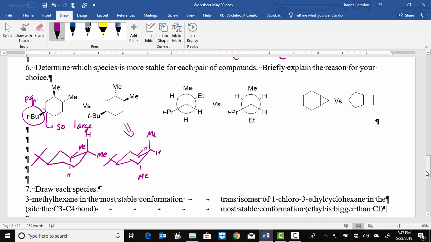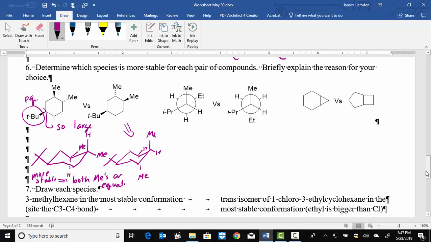And we're going to say that this is going to be more stable, right? Because both methyls are equatorial. And the one on the right, both of the methyls will be axial. And remember, the T-butyl is so large that we consider these to be conformationally locked systems. So we don't even consider any sort of ring flips here because T-butyl is so large.